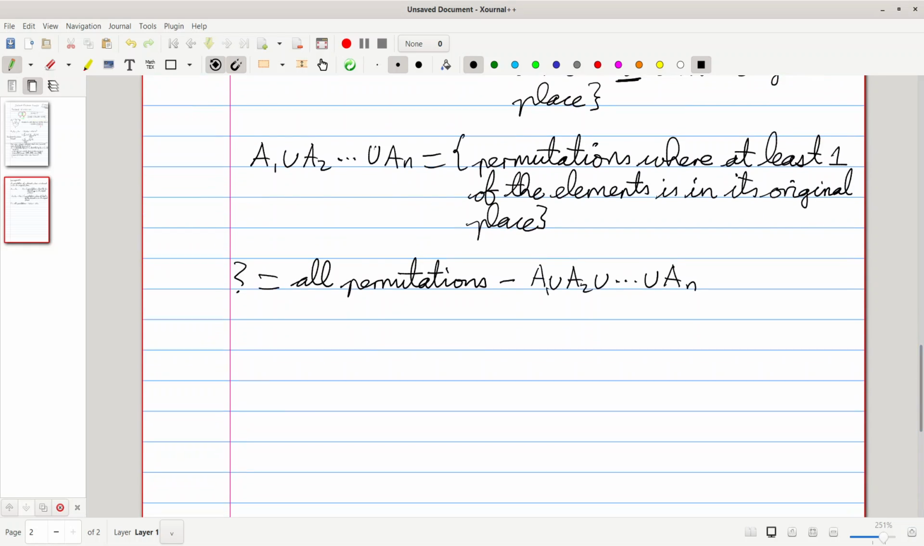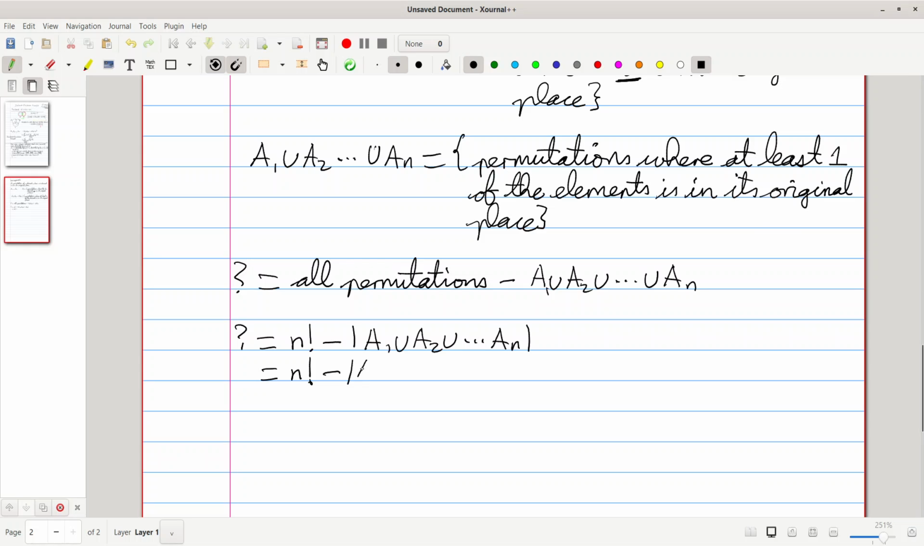Now the good thing is we know the number of permutations. So this mystery number that we're looking for: the number of all permutations of n elements is just n factorial. And then we're just taking minus the size of this union that we have over here. Okay, so that's n factorial minus, and then we have this big sum, and hopefully each of those individual terms is easy to write down.